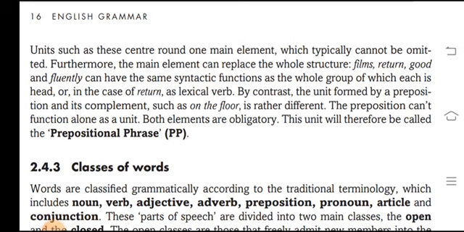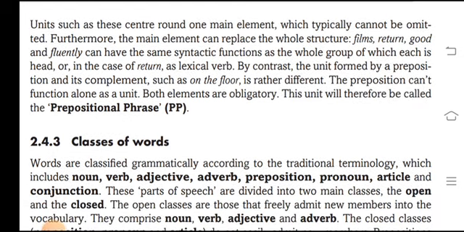Syntactic functions as the whole groups, each of which has a head. In the case of the written, as the lexical head. By contrast, the units formed by prepositions have components such as on the floor, which is rather different. The preposition cannot function alone as other units. Both elements are obligatory, and this unit we therefore call the prepositional phrase, PP.